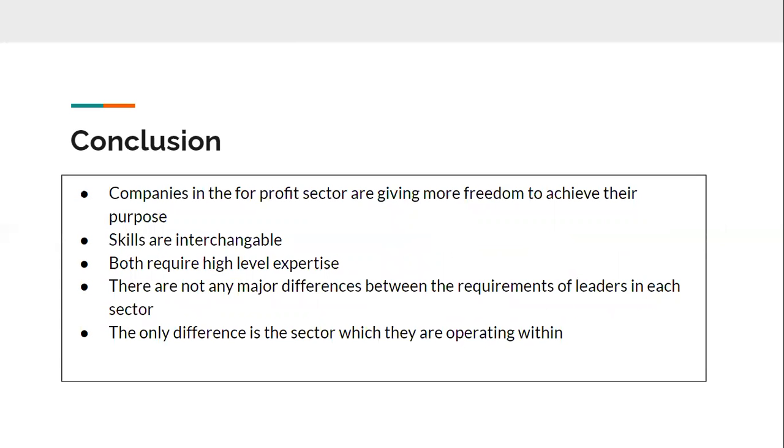And finally, to wrap it all up today, companies in the for-profit sector are given a lot more freedom to achieve their purpose, which is just creating profit. But one of the things that we found in all of our research, looking at the skills of both a CAO and an executive director, is that the skills are pretty much interchangeable. They both require a high level of expertise and leadership ability, but we don't feel that there's a major difference in the requirements between each sector.